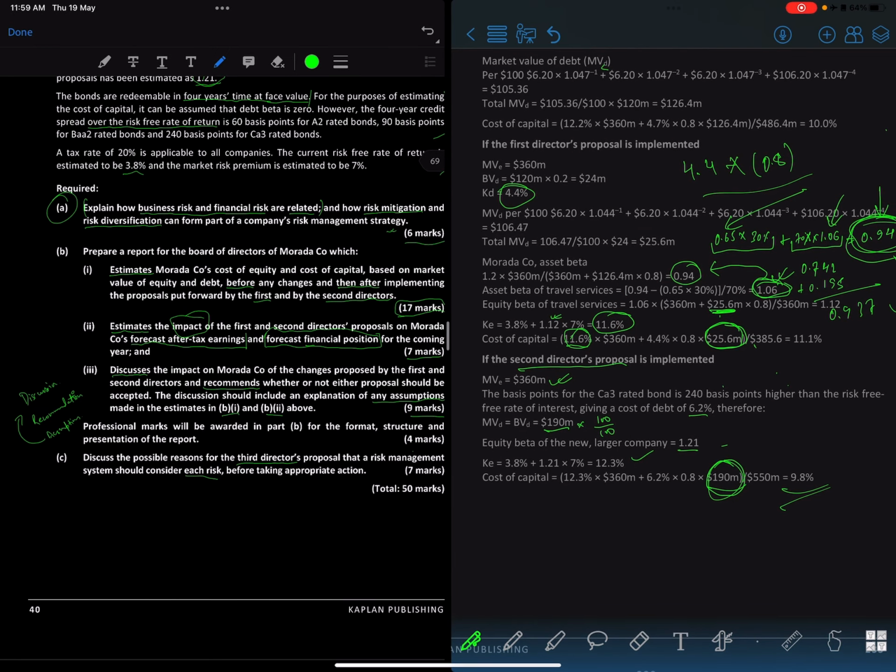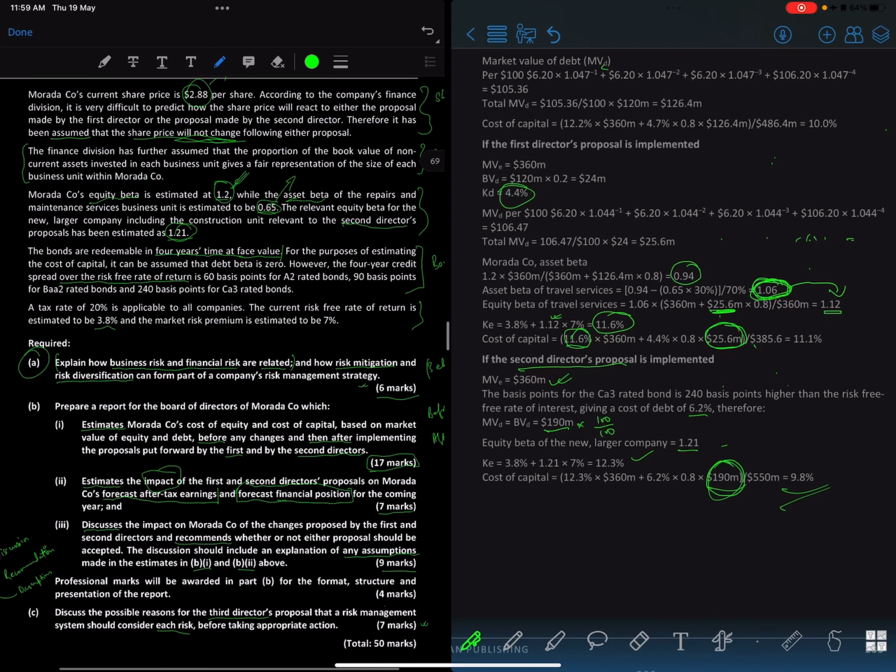This higher beta, what did it do? Where did it have an impact? It impacted this one as well. As you can see over here, this increased our overall equity beta, 1.12. What was the company's asset beta? 1.2, right? So it increased the equity beta of the travel business, because you're taking a proportion of it, you're adding more to it, so you're increasing it. That definitely increases your equity beta.